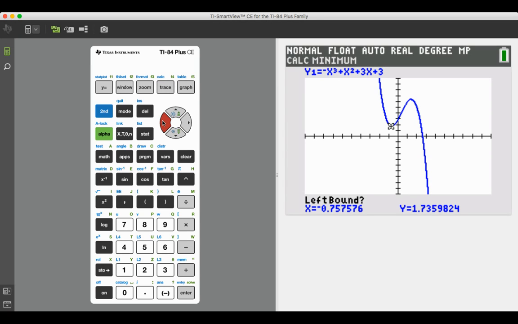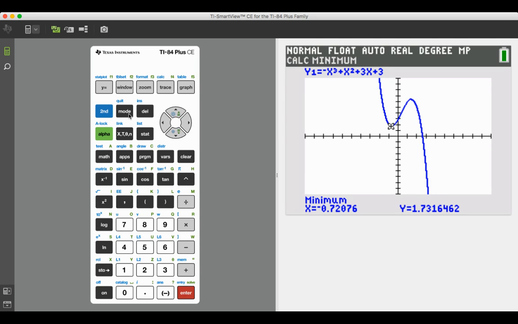And we want to go just to the left of it. It doesn't matter. You can even go right up here and hit enter if you're satisfied with it, as long as you know it's to the left of it. And then scroll over and go to the right of it. Hit enter, guess, and there's your minimum, negative 0.72, 1.73. And that is the answer to part C.